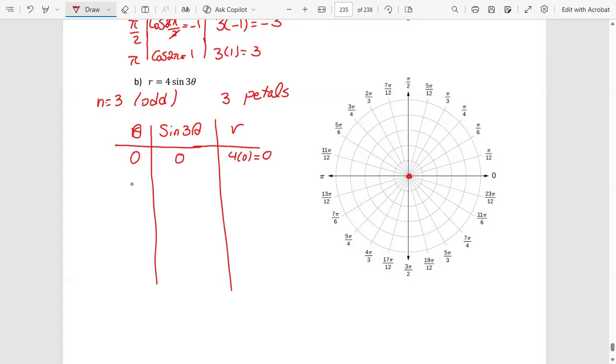If I replace pi over 6, I want to find the sine of 3 pi over 6. 3 pi over 6 means pi over 2, and the sine of pi over 2 is just 1, and 4 times 1 is just 4. So pi over 6, 1, 2, 3, 4. It's over here. For pi over 3, I want to find the sine of 3 pi over 3, which is sine of pi. And sine of pi is 0, and 4 times 0 again is 0. Go back to this one.